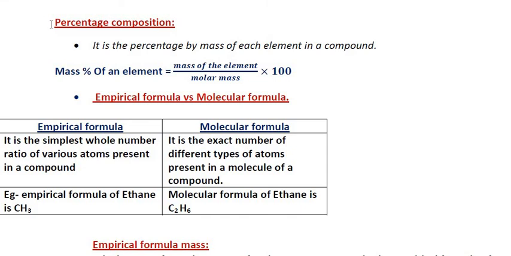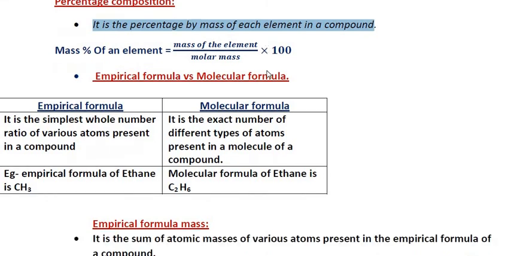Now the next topic of our discussion is how to calculate percentage composition. Percentage composition is the percentage by mass of each element in a compound, and it is calculated by using this formula: mass percent of an element is equal to the mass of the element upon the molar mass, into 100.